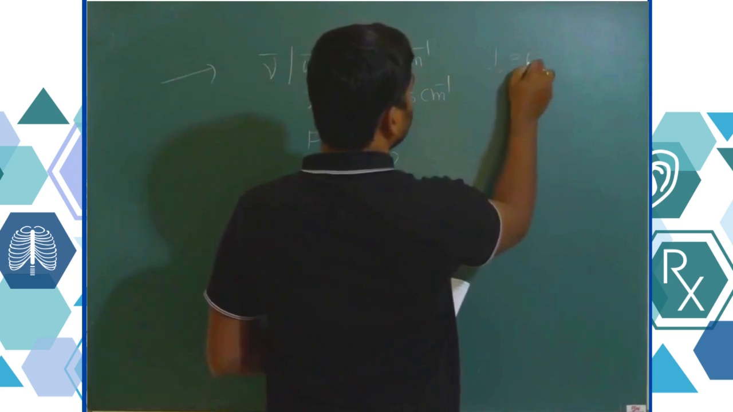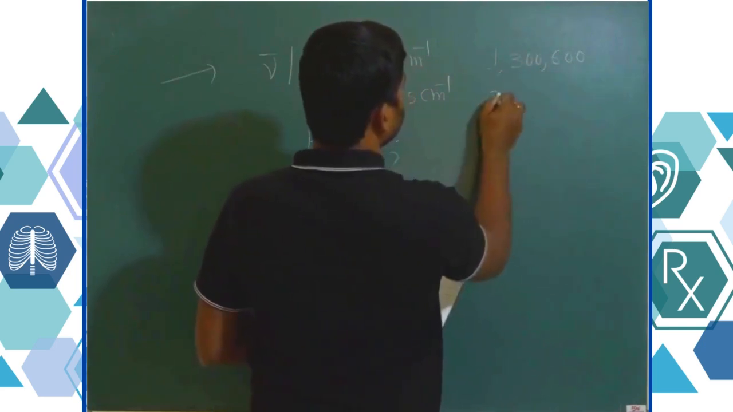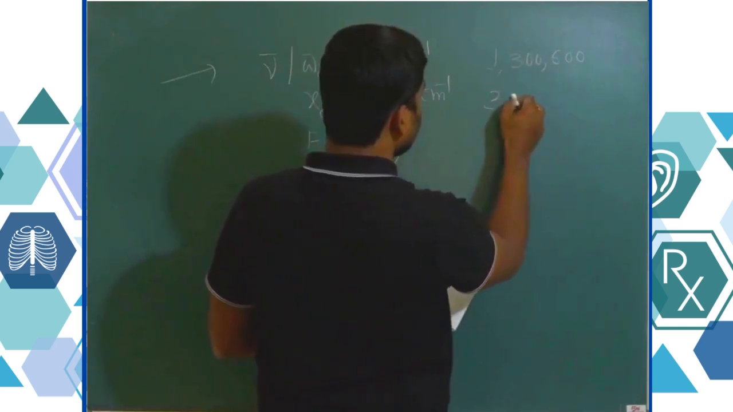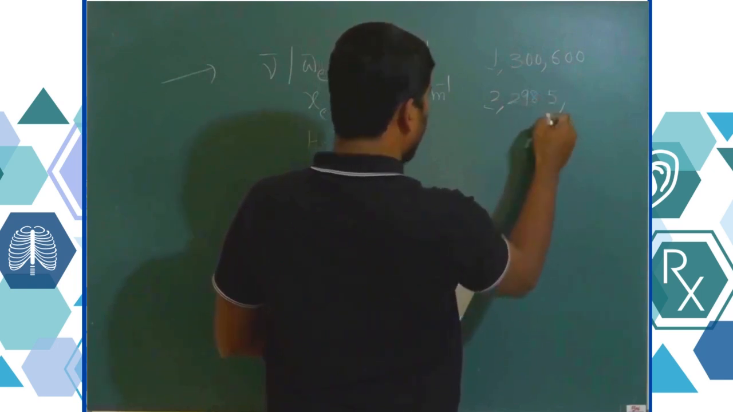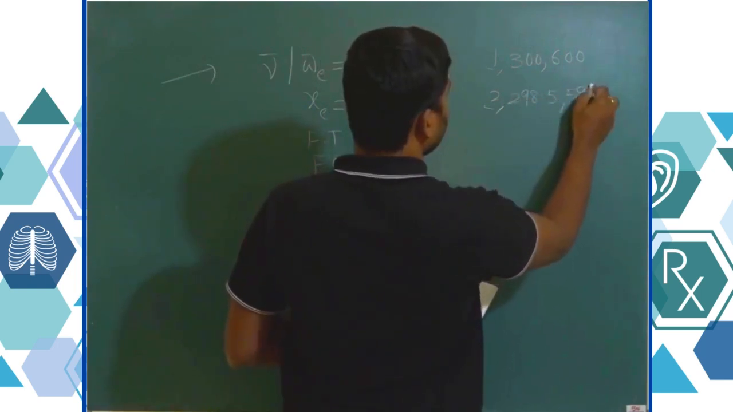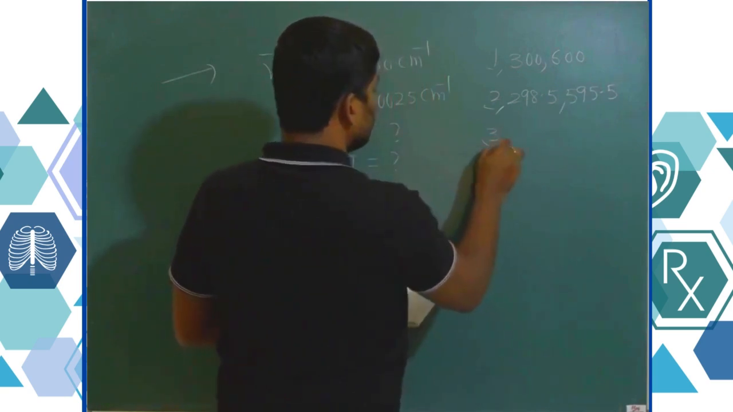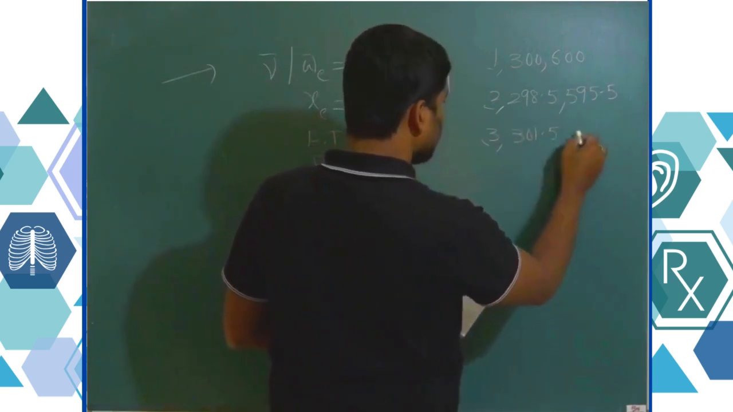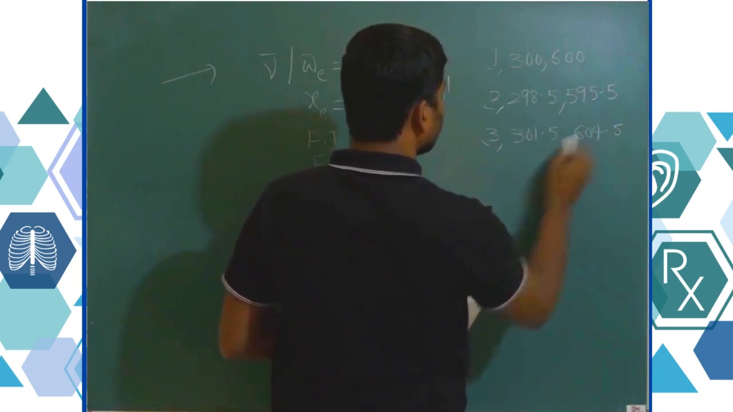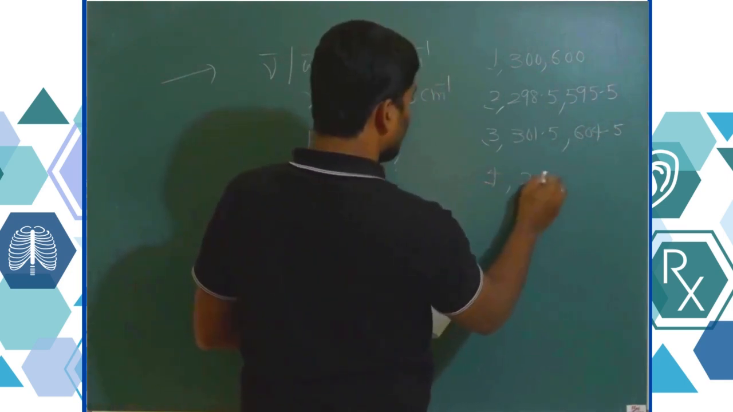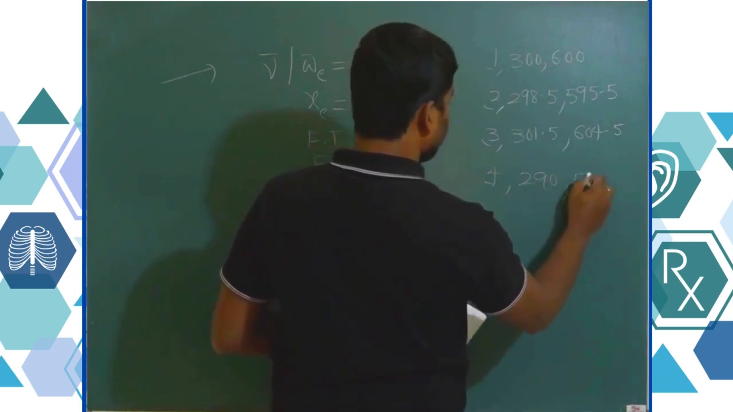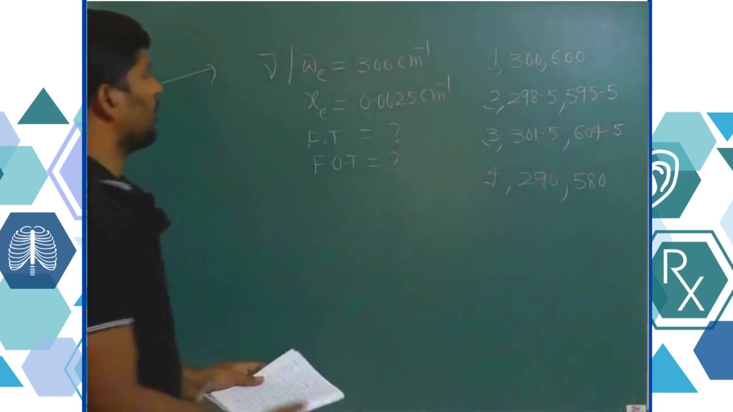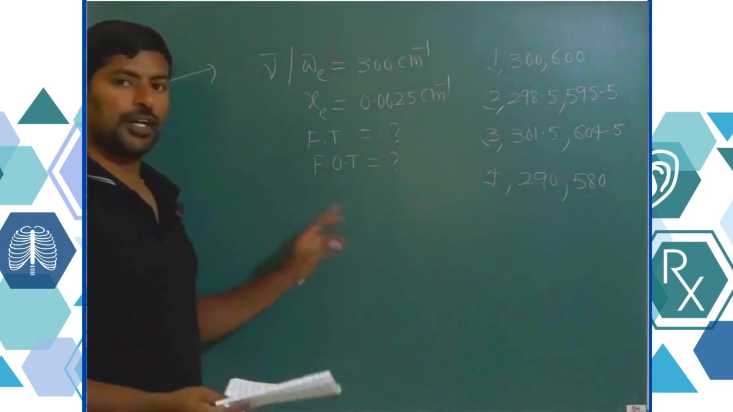Options given: 300, 600; 298.5, 595.5; 301.5, 604.5; 290, 580. Okay, where do we get the fundamental transition and first overtone?